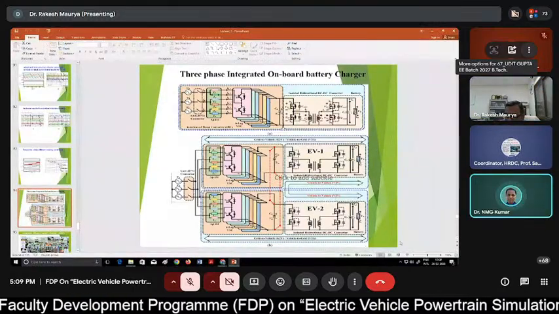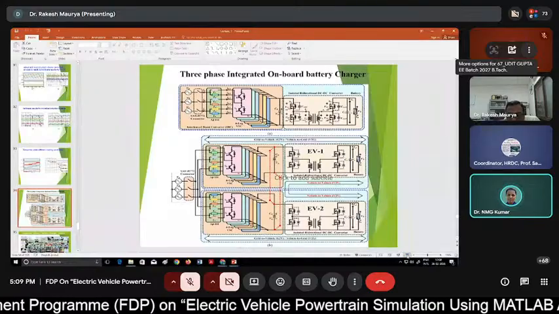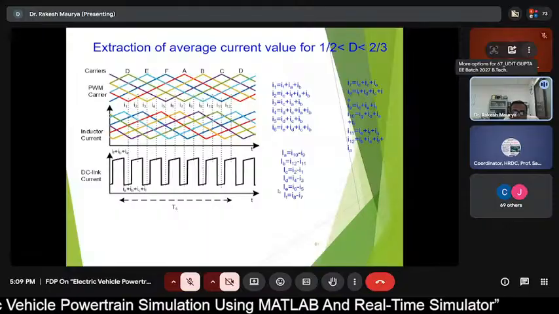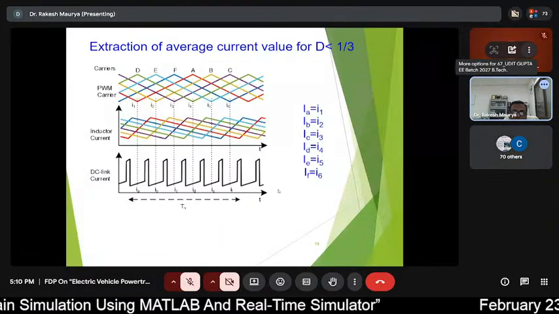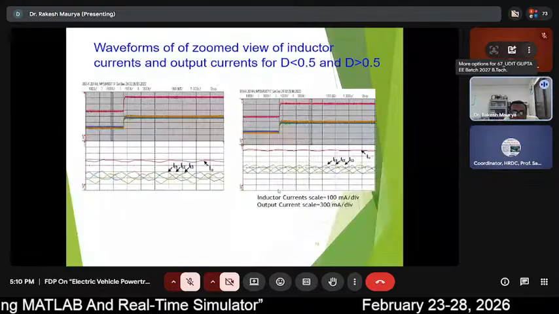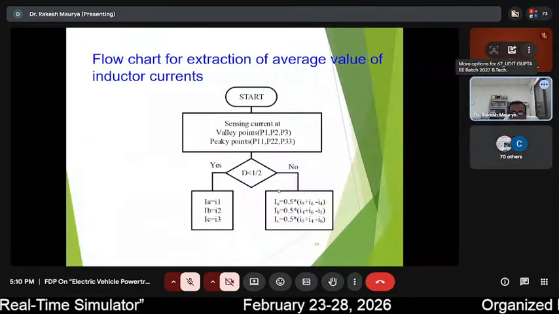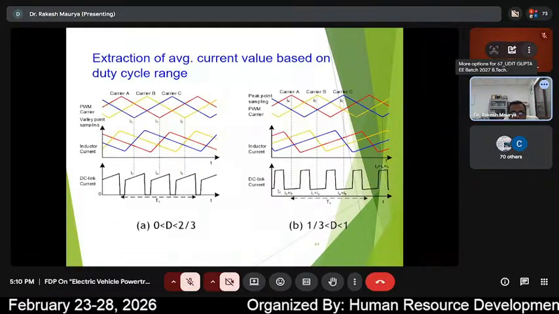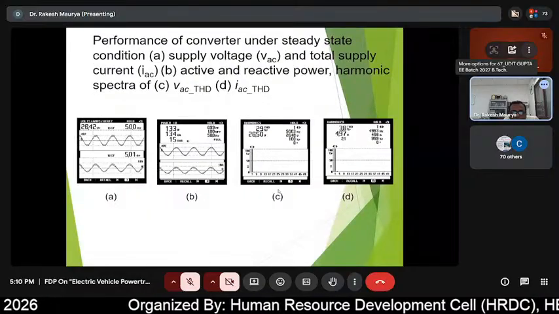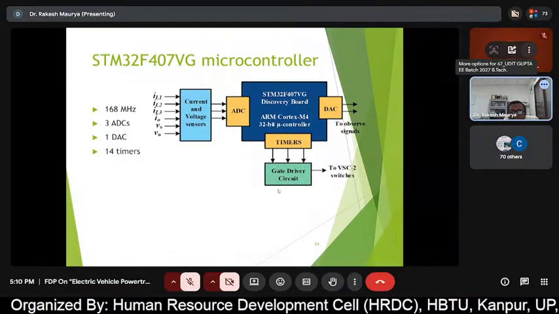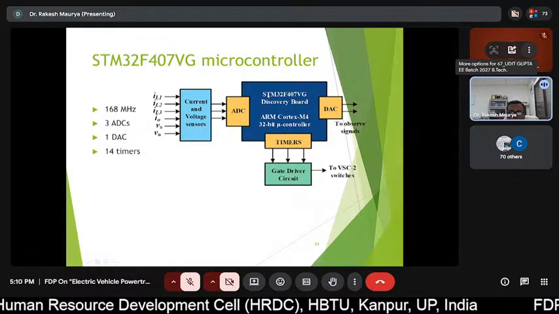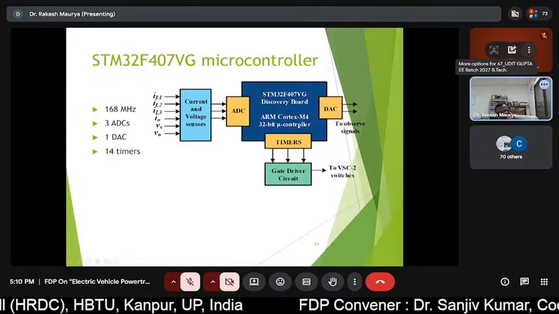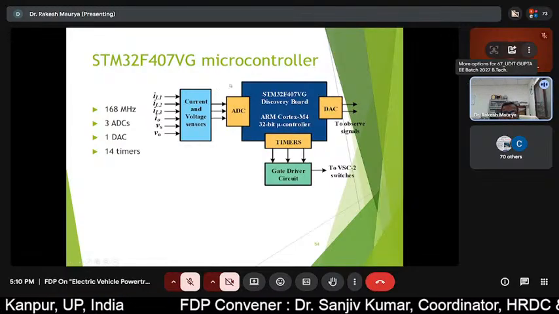What type of microcontroller has been adopted, sir? I have shown you the STM32F. Let me show that. Somewhere I have given this figure. Yeah, this is the Discovery board which we are using, STM32F407VG. This is the controller board which we are using.